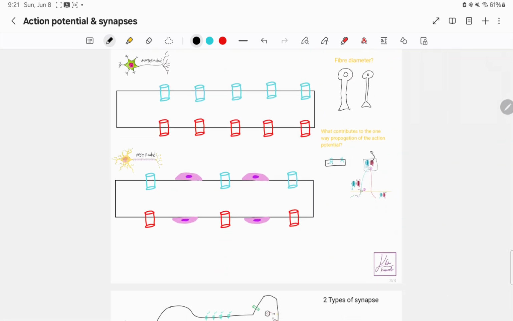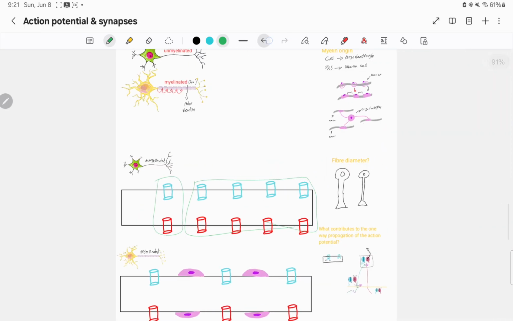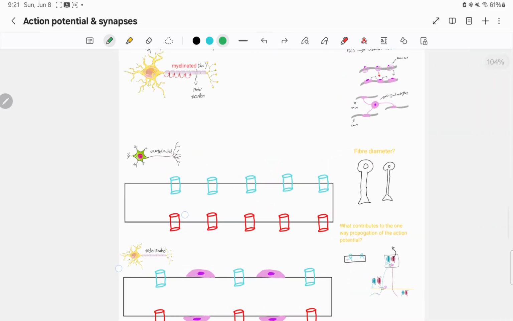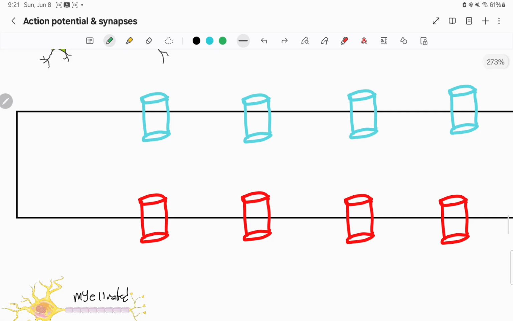So in an unmyelinated neuron, what has to happen first? We start at the axon hillock. Let's just say this is the axon hillock and this is the rest of the axon. What has to happen to the axon hillock? It has to reach threshold potential, because that's how an action potential starts. So the threshold potential must be reached, which is at negative 55 millivolts. That is going to move the gates of these channels. This was our sodium voltage gated channel. This is our potassium voltage gated channel.